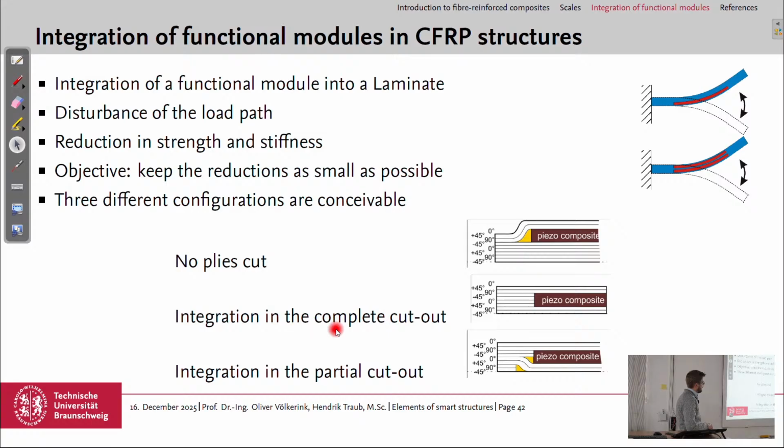The second possibility is the integration with a complete cutout. So you cut all fibers in thickness necessary to integrate the functional module. So the overall thickness of the laminate will not change. And the third option is the integration in a partial cutout, where you cut only a few fibers and some are going around the transducer. And in this case, 0-degree fibers are not cut.